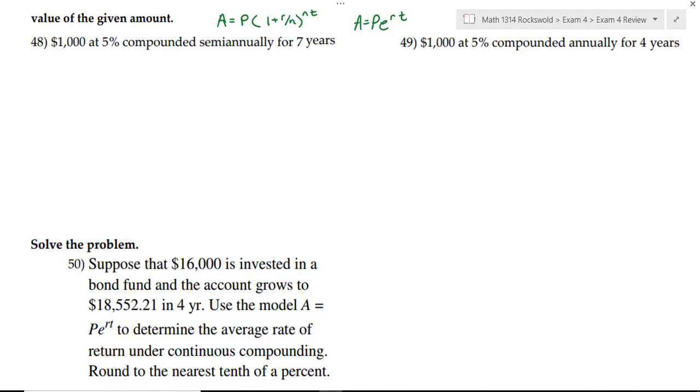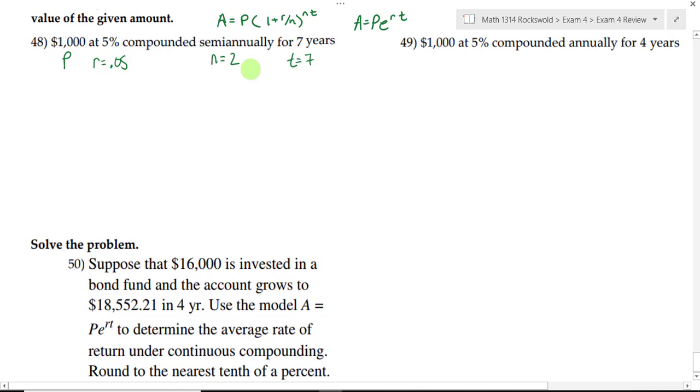There's a lot of memorization that has to happen with this test. We have a lot of different rules. So on 48, we're told that we have $1,000 invested at 5% compounded semi-annually for 7 years. What is this 1,000 going to be? That's our principal. r is equal to what? 0.05, because we have to write that as a decimal. Semi-annually means n is going to be equal to what? 2, because it's 2 times a year. n represents the number of times per year that you compound, and then t here will be equal to 7.